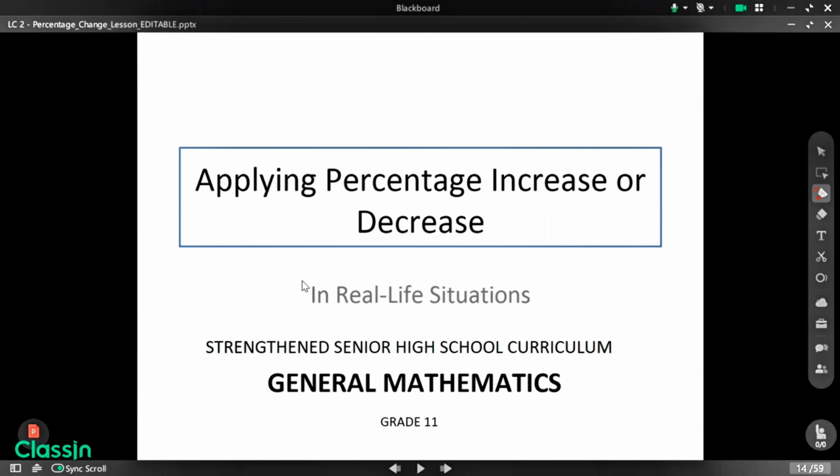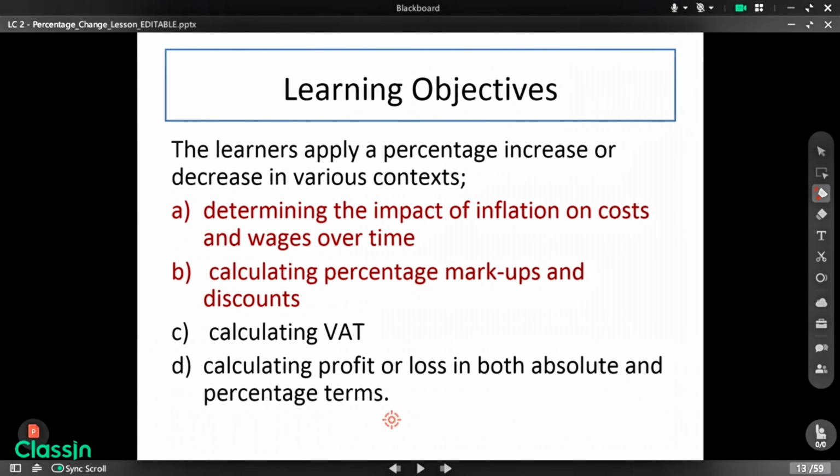In this lesson, we are going to talk about applying percentage increase or decrease in real-life situations. This is under the new curriculum in general math in grade 11. For today, our objective is to calculate the percentage markups. Last meeting, we finished the inflation.